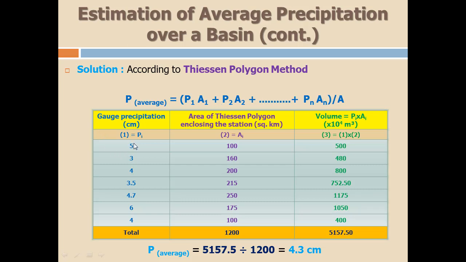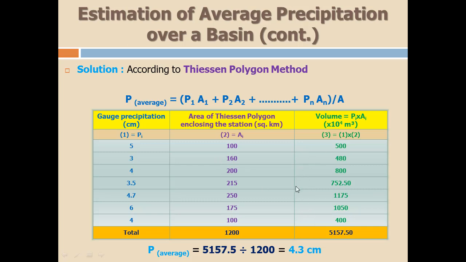So this is the gauge precipitation value 5, and the area of the first polygon around the station 1. Again we will just multiply column 1 and column 2 to get column 3, the volume, and we will get the Pi into Ai. The Pi is this one, the Ai is this one, so 5 into 100 is 500. But remember, this is centimeter and this is square kilometer, and already we have done the conversion. We will just multiply this value and write down 10 raised to the power 4 for the conversion, and the answer will be in the cubic meter.